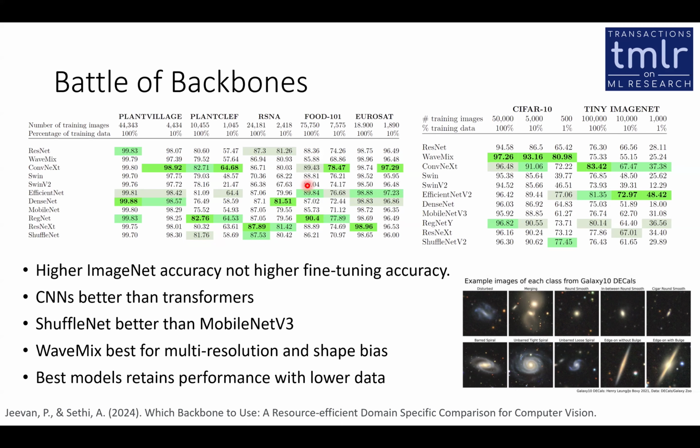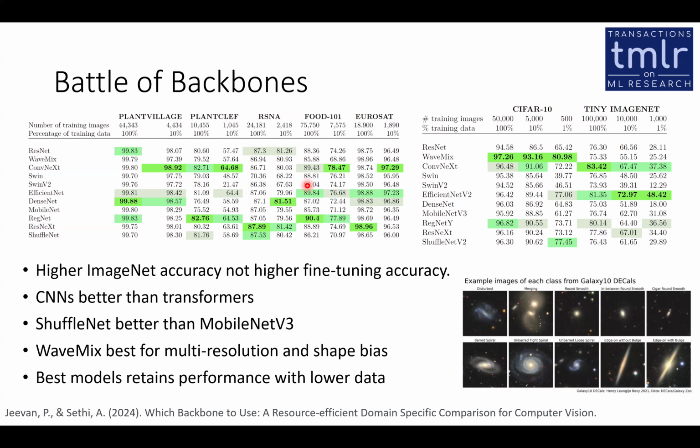And when we look at the low data regime, where the number of training images is less than 100,000 images, CNNs clearly outperform transformers. So Swin transformer was considered to be the best transformer-based CV architecture. But when the number of training images is very small, and when we test it in different domains, Swin performed very badly across all of them.